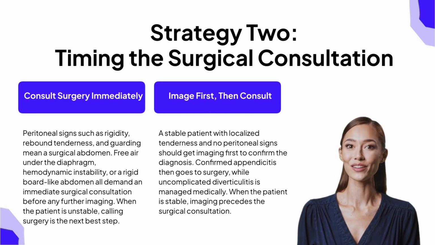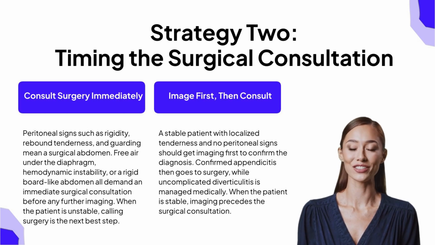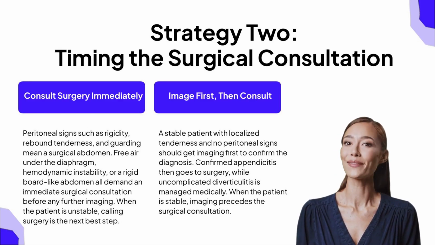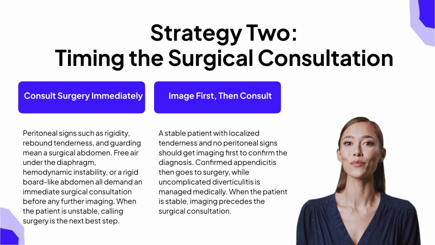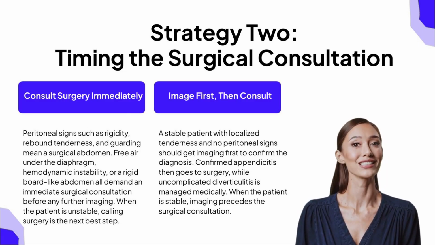Strategy 2 is all about timing the surgical consultation because the boards love to test whether you call surgery now or image first. Consult surgery immediately when you see peritoneal signs such as rigidity, rebound tenderness and guarding, or when you see free air under the diaphragm or hemodynamic instability. A rigid, board-like abdomen is a surgical abdomen, and calling surgery is the next best step.